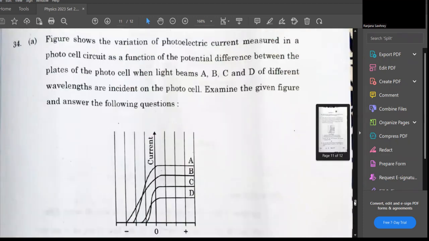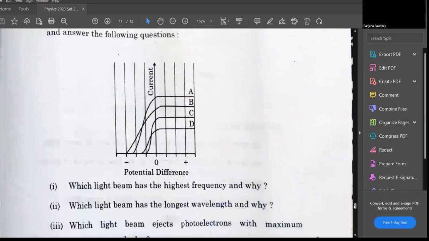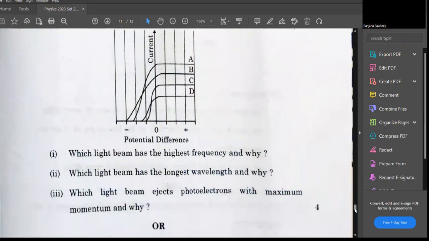Now the next are two case-based study questions. The first one: from the figure, you have to find out which beam of light has the highest frequency, the one which is having the highest stopping potential. Stopping potential is the retarding potential to bring the photoelectric current to be 0. So which beam? The one which is having the highest potential, that is B. Which beam has the longest de Broglie wavelength? The one which is having the lowest stopping potential, that is C.